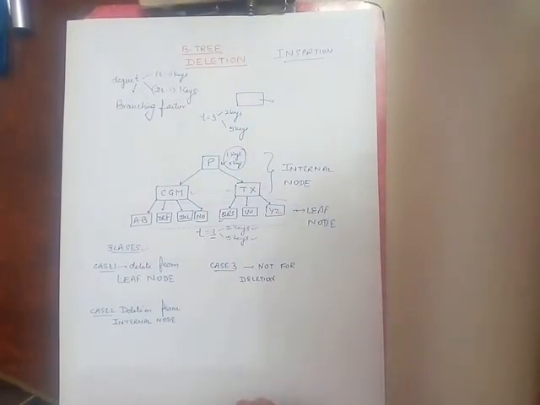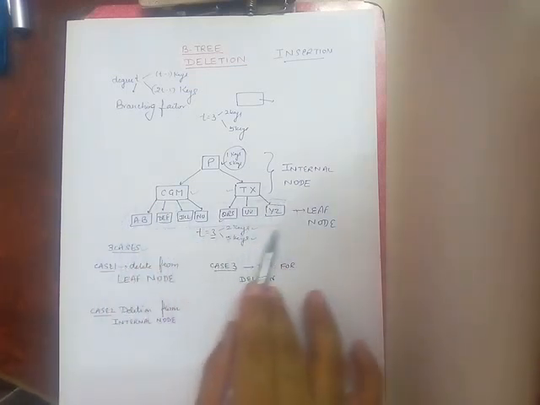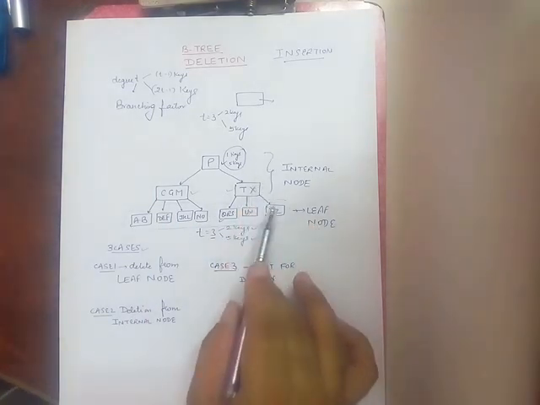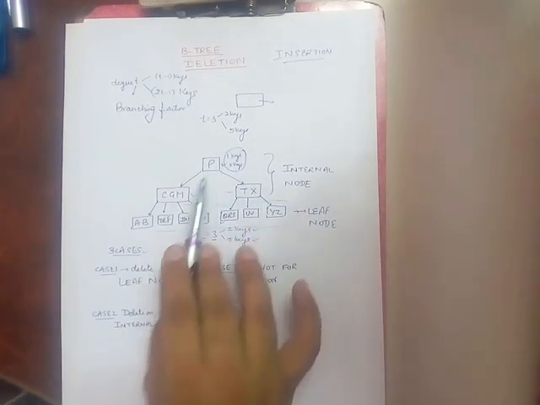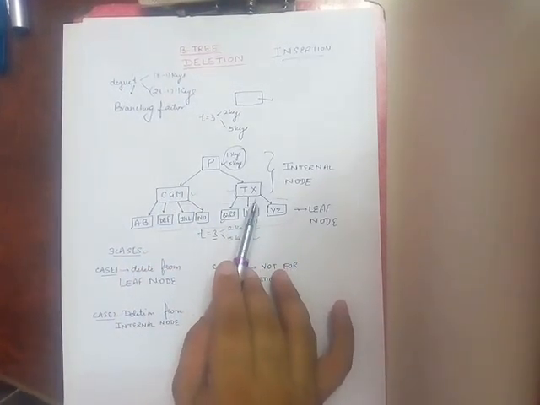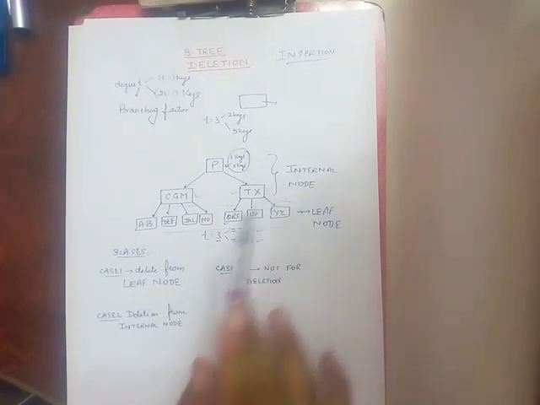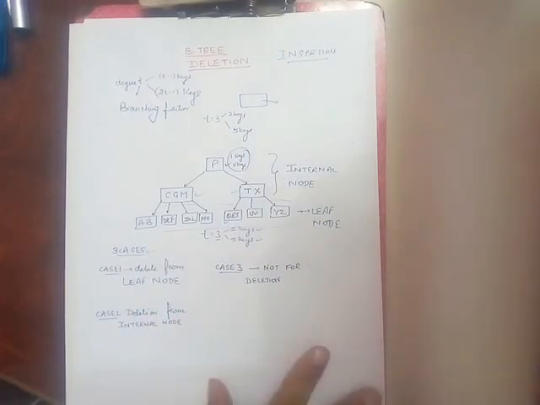In the B tree we also know that all the leaf nodes are at the same level, and the nodes above them are known as the internal nodes. That is P, the node having CGM, and the node having TX are the internal nodes, and the last level is the leaf nodes. Okay.